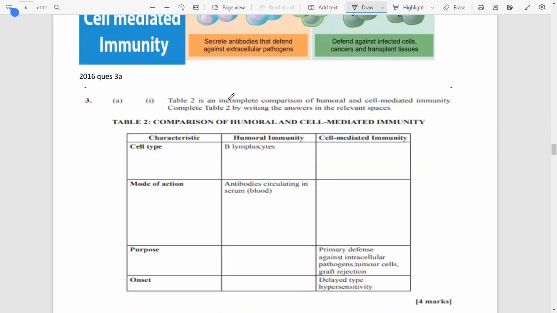So here we have a table. Table 2 is an incomplete comparison of humoral and cell-mediated immunity. Complete table 2 by writing the answers in the relevant spaces. So the humoral immunity is done by the B cells. So the cell-mediated immunity we know is done by T cells, right? T lymphocytes. The mode of action is that antibodies circulate in the serum. But the mode of action for cell-mediated immunity is that the cytotoxic T cells bind to the infected body cell.